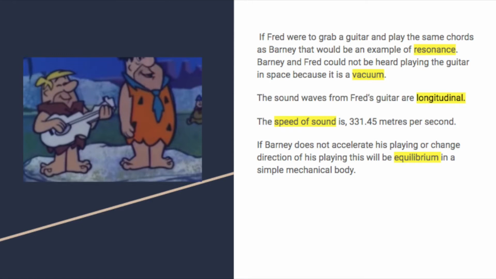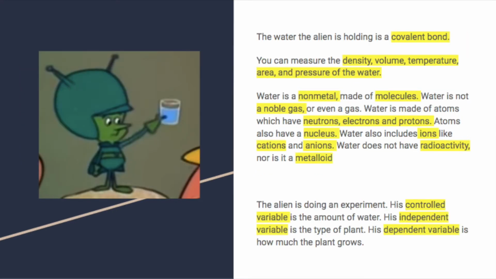The water the alien is holding is a covalent bond. You can measure the density, volume, temperature, area, and pressure of the water. Water is a non-metal made of molecules. Water is not a noble gas.